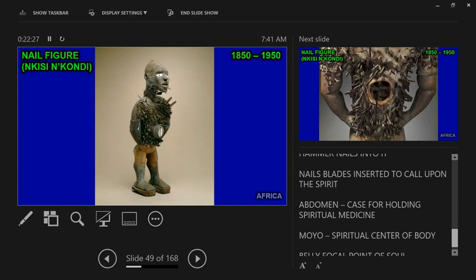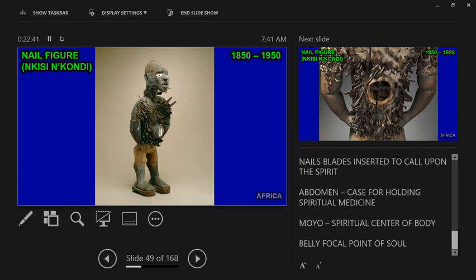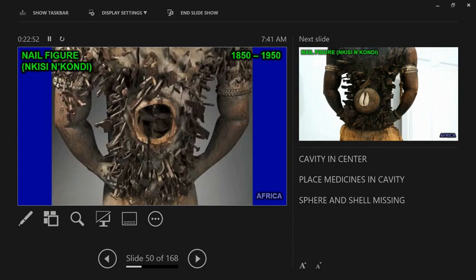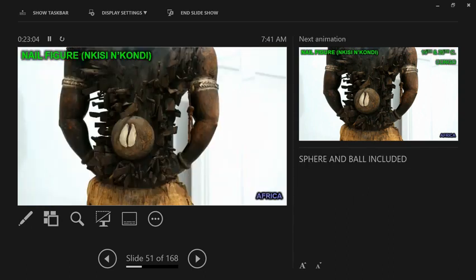The nails' blades are inserted to call upon the spirit. The abdomen, which is the stomach, is the case for holding the spiritual medicine. The moyo is the spiritual center of the body. The belly is the focal point of the soul. Here's another one. You can see the open area, which probably has a cavity in the center, and that's where the medicines are placed. The sphere and the shell are missing. This one has the sphere and the shell included.